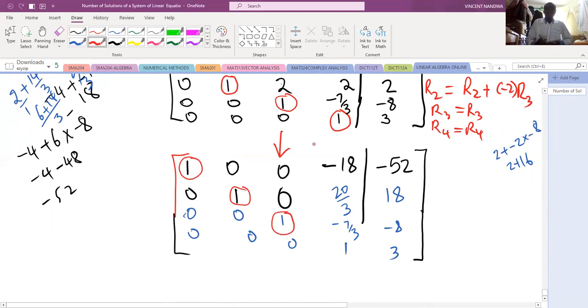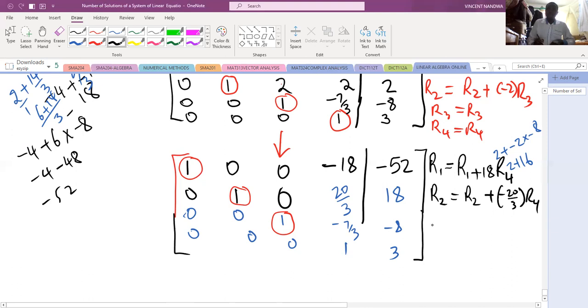1, 1, 1. So the first, second, and third columns are okay. So the problem is this negative, this will be 0, this will be 0, this will be 0 here. And we correct this one using the last row. So we say row 1 will be given by row 1 plus 18 row 4, and then row 2 be given by row 2 plus minus 20 over 3 row 4, and then row 3 would be row 3 plus 7 over 3 row 4. And then row 4 is just fine, so it remains row 4.